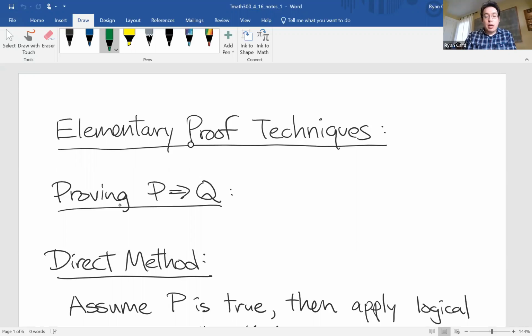So let me first tackle the ones where the theorem is structured like if P, then Q. So it's an implication where if P is true, that P is called the hypothesis, then some conclusion Q will be true.